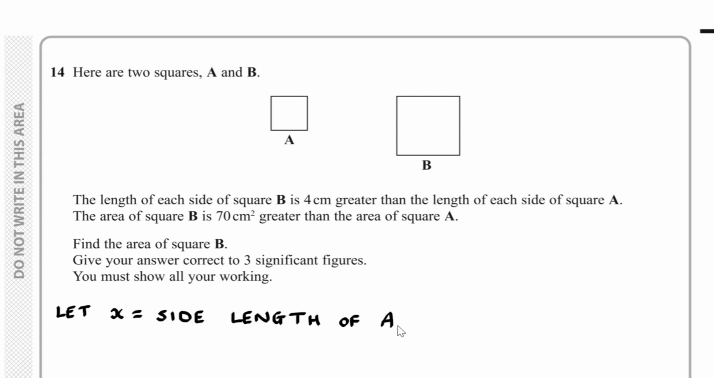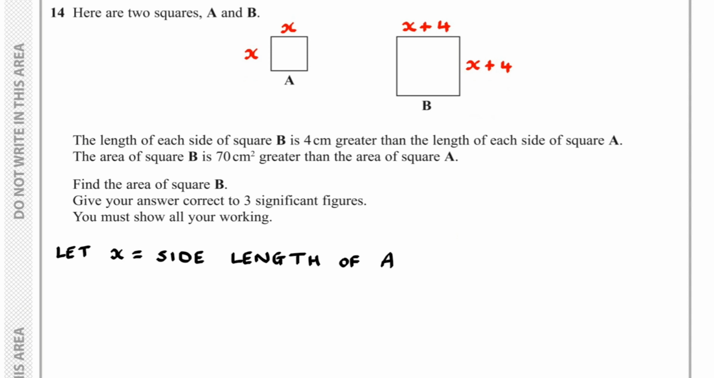First of all, if we let the side length of A equal x, what we're saying by that is here I have x, and also here I have x. Then if the side length of B is 4 centimeters greater than the side length of A, then here I have x plus 4, and here I have x plus 4. And we know that the area of B is 70 centimeters squared greater than the area of square A. So what we can do at this point is set up an equation.